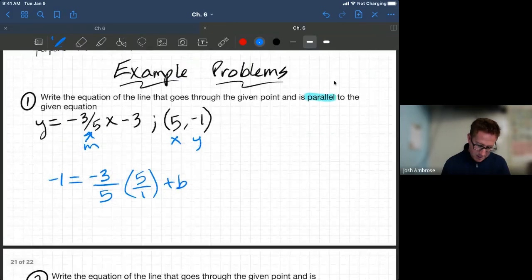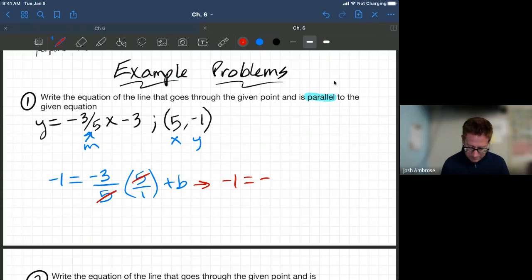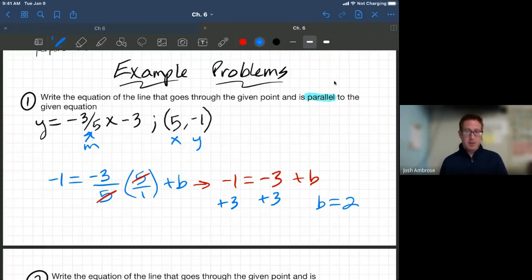All right. And then this works out quite well because the 5s will cross each other out, leaving you with a -3 over 1. So this is now looking like -1 equals -3 plus b. And then we will add 3 to both sides, and that's going to give us b equals 2. All right, now we have the b value for the new equation.